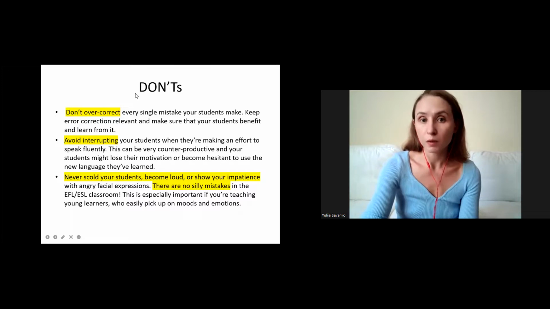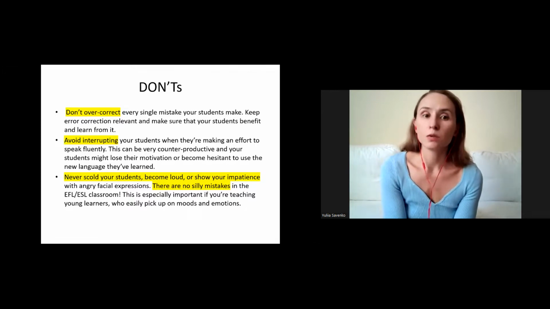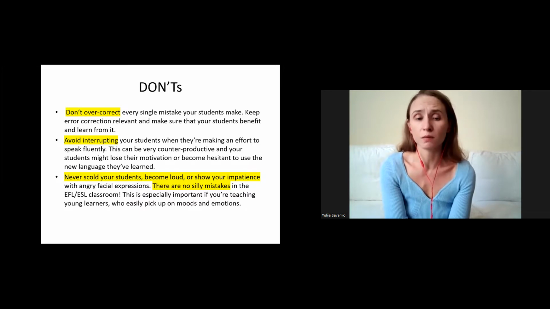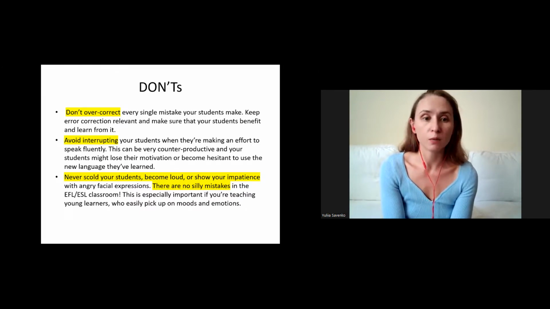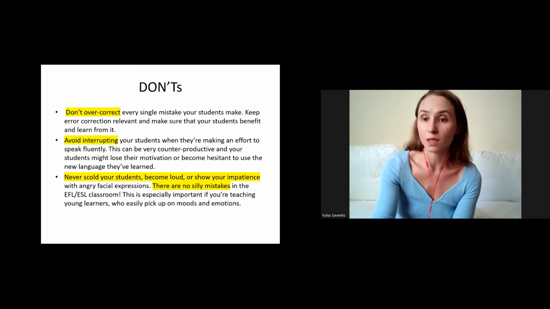Speaking about error correction, there are some rules, something that we shouldn't do, mustn't do. Don't overcorrect, don't correct every single mistake of your learners. Keep error correction relevant and avoid interrupting your students when they speak, or when they make an effort to speak fluently, because it can demotivate them and discourage them, and you will never hear them speaking anymore. And never scold your students, become loud or show your impatience. There are no silly mistakes, because mistakes help us to learn new things.